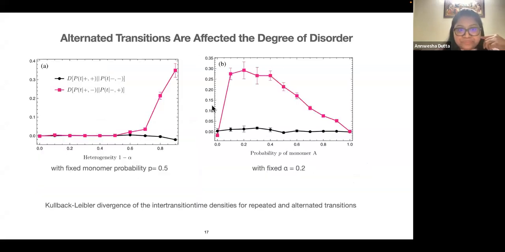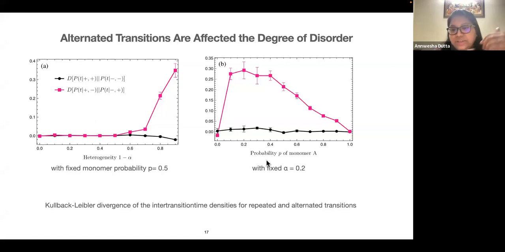So if we look at the results, we see that when we increase the heterogeneity of the rates between the two kinds of monomer A and B, there is an increase in the Kullback-Leibler distance between the two distributions for the alternated transitions, but the repeated transitions have no signature of that.